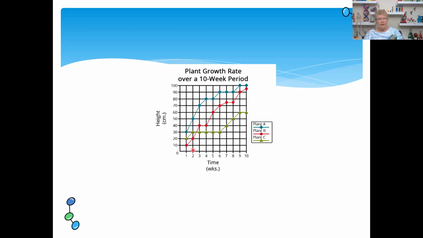Now look at B. B is the red one. It started at 10 centimeters and it grew to about 95. So it grew 85 centimeters. Now let's look at C. C's the green one. It started at 20 and it grew to 60 centimeters, right? You guys see how it's different there. So it would actually be B that grew the most. A grew 70, B grew 85, C grew 40. So B is the one that grew the most. You have to know what a graph or a chart like this is asking for. Make sure that you understand what it's asking for.